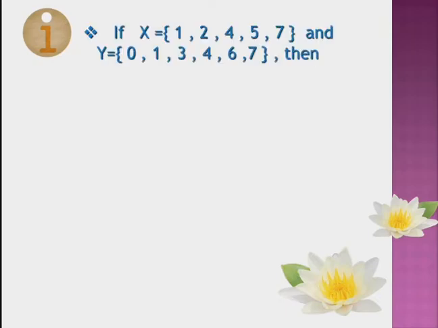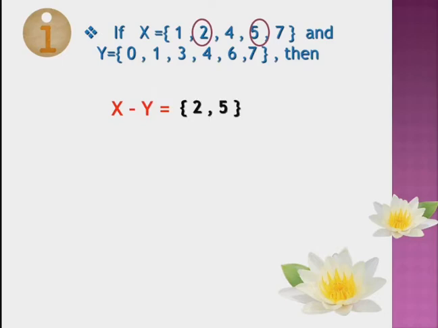Let's start and take an example. The first example is if x contains 1, 2, 4, 5, 7 and y contains 0, 1, 3, 4, 6, 7, then can you find x difference y? X difference y means what is the element in x and not belong to y. As you see, 2 is in x and doesn't belong to y. And also we have another number, which is 5. 5 is in x and doesn't belong to y. So open braces and write 2 and 5.